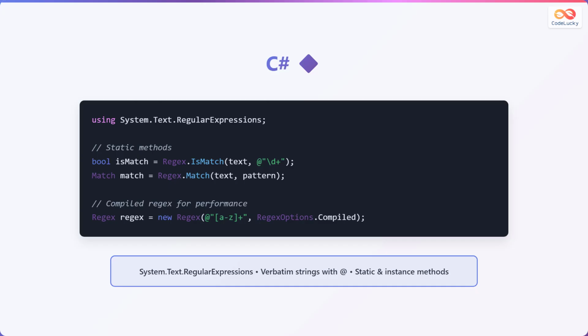Now let's take a look at C#. In C#, regular expressions are handled through the System.Text.RegularExpressions namespace. The Regex class provides both static and instance methods. You can use Regex.IsMatch to check if a pattern exists in a string or Regex.Match to retrieve the first match. For performance, especially in frequently used patterns, you can compile a regex using the RegexOptions.Compiled option. Also, C# allows verbatim strings with the @ symbol, which prevents escaping of backslashes.